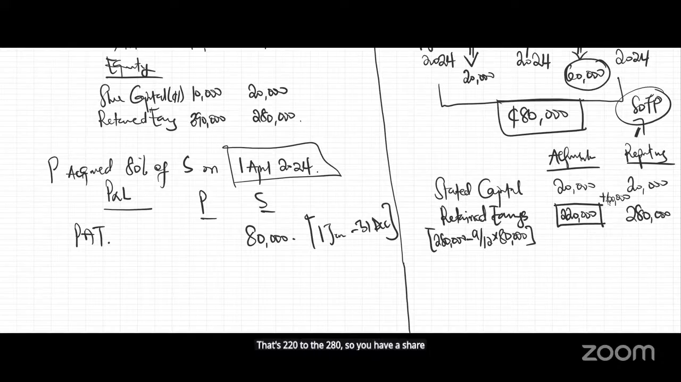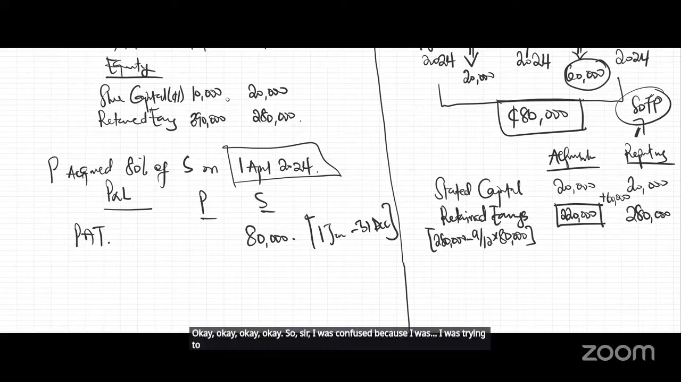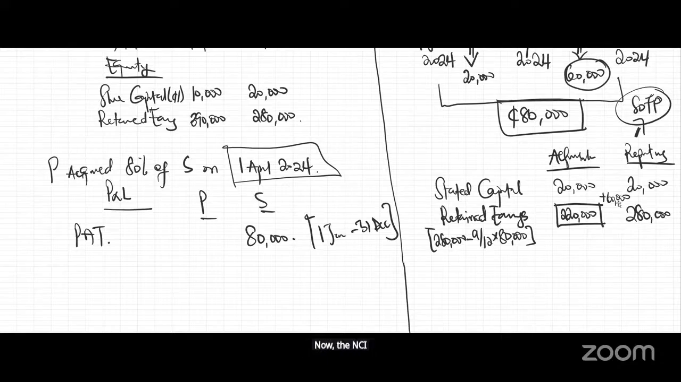NCI also has a share. It's only an acquisition. It's NCI. That makes sense now. Sir, I was confused because I was trying to add the NCI as her profit. No, the NCI is also part of this share, because whatever you have, you share for NCI as well. This is not only for the parent.